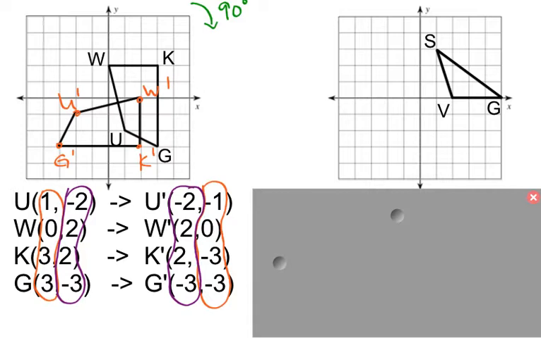So, if we are taking a point x, y, it looks like they change places, so it's y, x. But when I move the red one here, the x moves to the last position, but it also changes sign. So if I'm going to rotate 90 degrees clockwise, xy becomes y, opposite x.